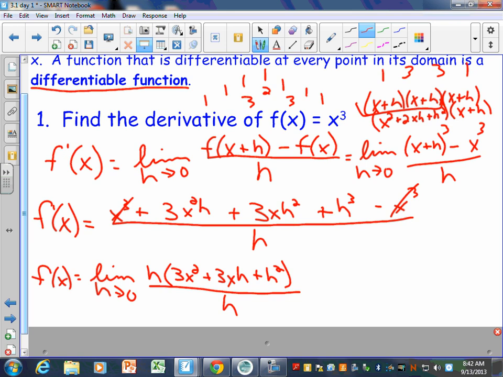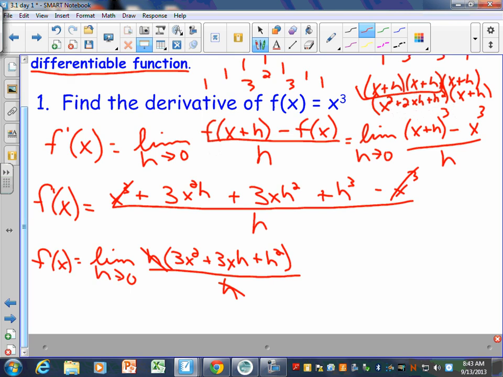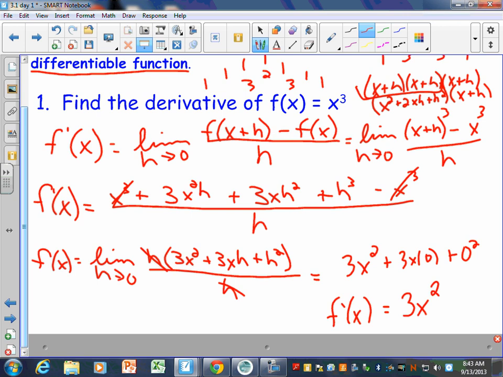That's doing f of x plus h minus f of x all over h. Now we can cancel out the h's, and now we can actually take the limit. Now you can plug 0 in there, and you can tell me what the limit is, which would just be 3x squared, and the rest of this would be 0, right? 3x times 0 plus 0 squared. So we could say that the derivative, f prime of x, is just 3x squared.